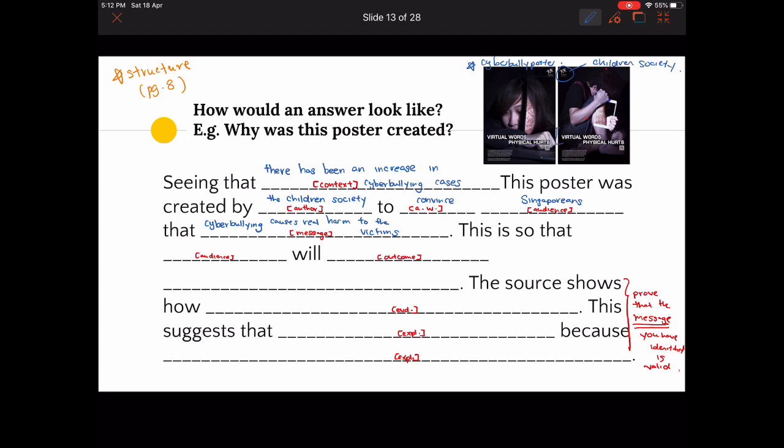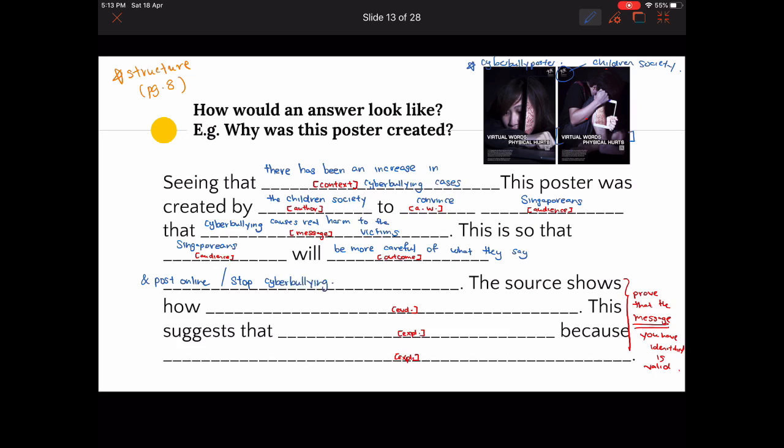Remember over here they are saying that virtual words, physical hurt. Which is that even if you just say something to a person, it will cause them a lot of emotional harm as well. Sometimes it might cause them to harm themselves physically too. So why must they tell Singaporeans that cyberbullying causes real harm? This is so that Singaporeans will maybe be more careful of what they say and post online. Or it could be that they are really trying to get Singaporeans to stop cyberbullying.